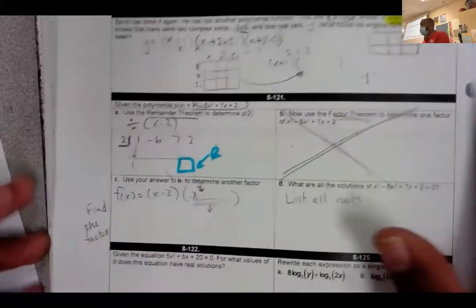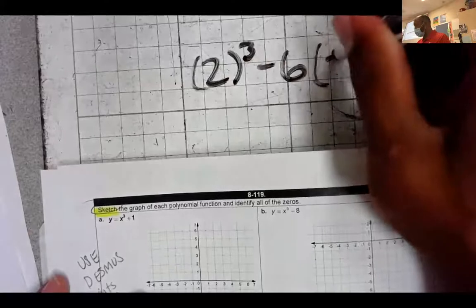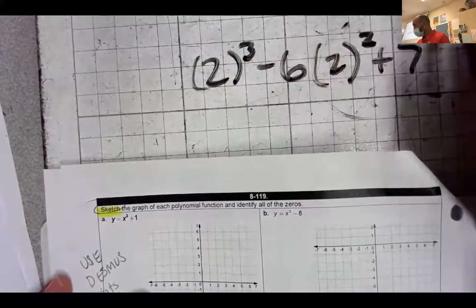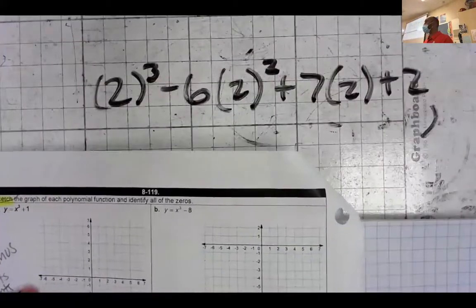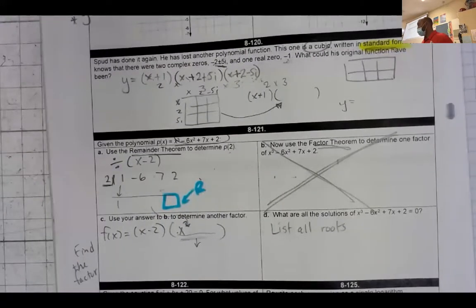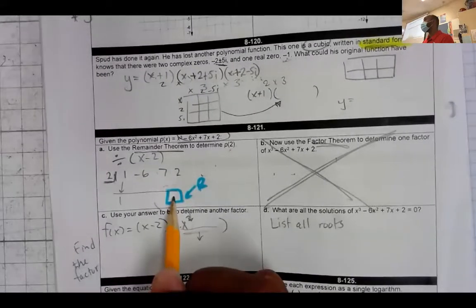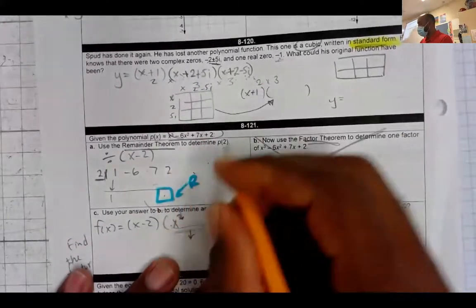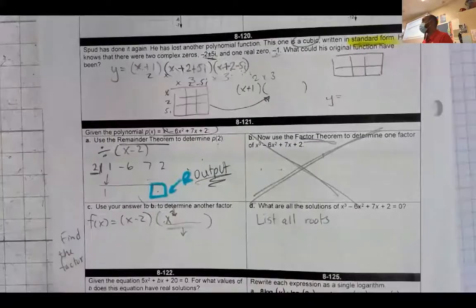So as opposed to setting it up like this, where I actually plug it into every term, this is that same question, right? As opposed to plugging in every term and then simplifying, I can use synthetic division to do the same thing. And what you end up with right here is the output. So this, I put R, this is also the output that you end up with.